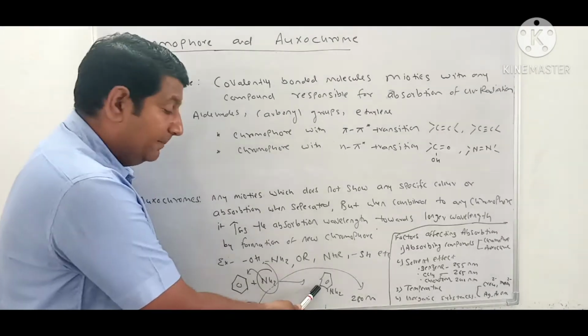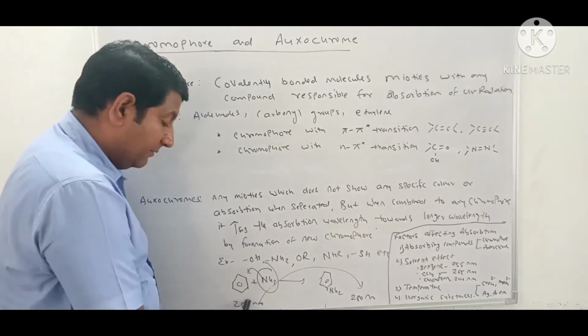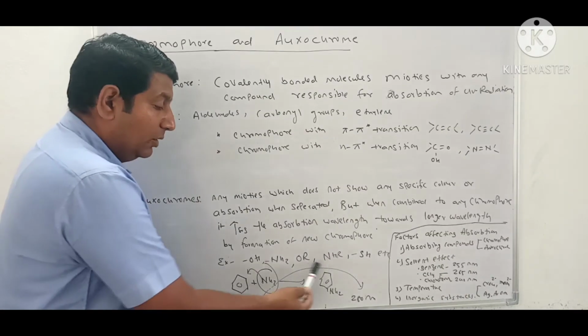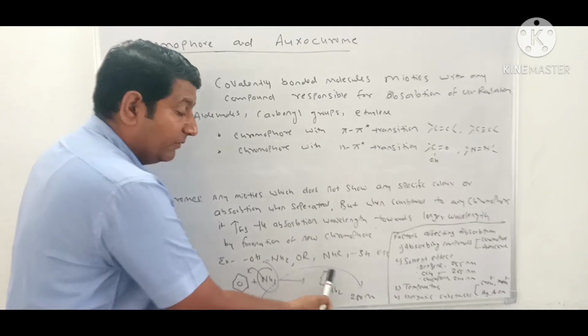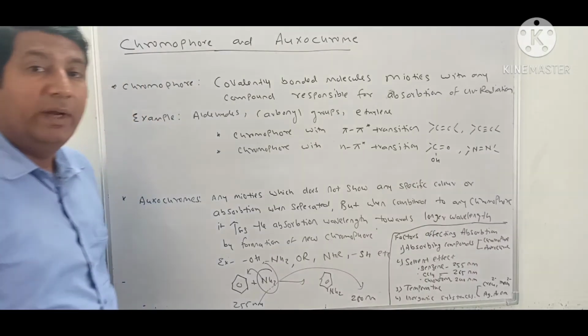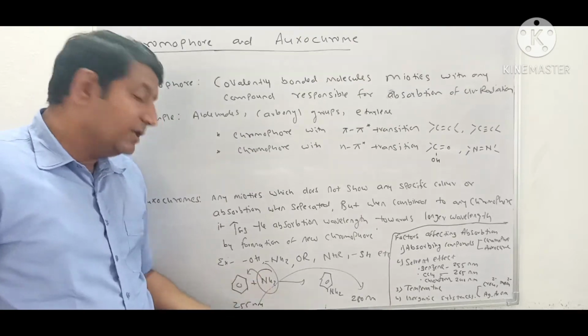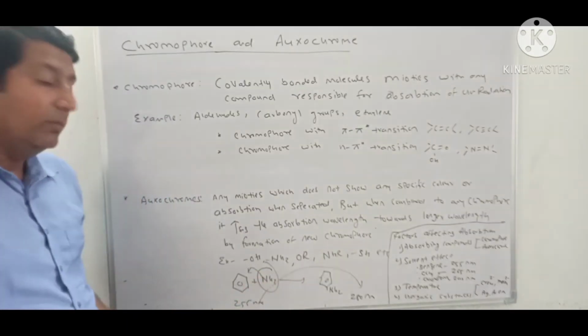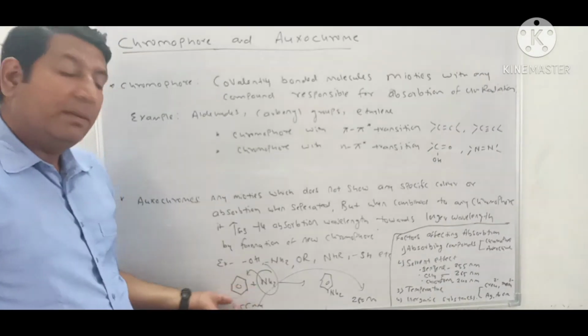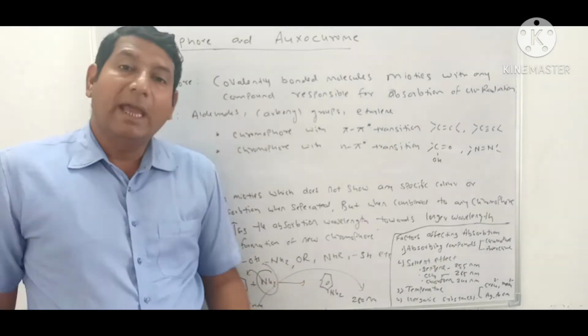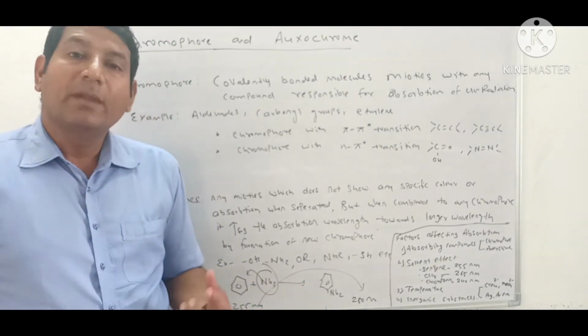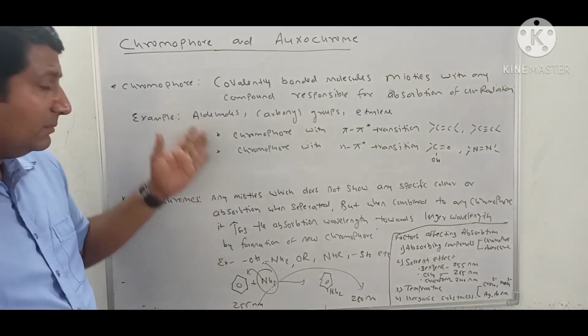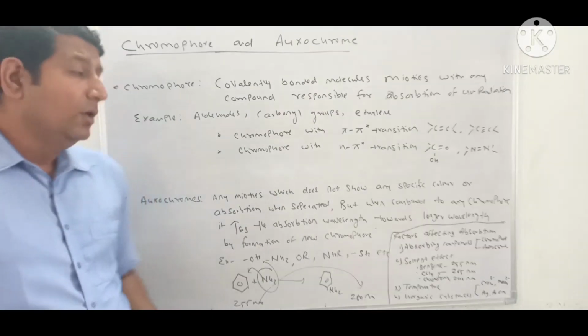to form aniline, the lambda max shifted from 255 nanometer of benzene to 280 nanometer of aniline. So here NH2 plays the role of an auxochrome to increase the lambda max of benzene by forming aniline. So NH2 is an auxochrome. Now this is all about auxochrome and chromophore.